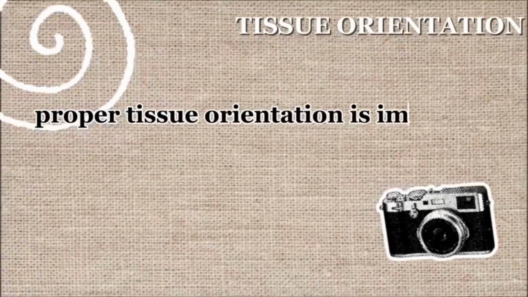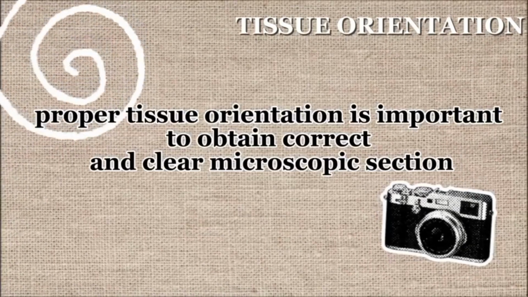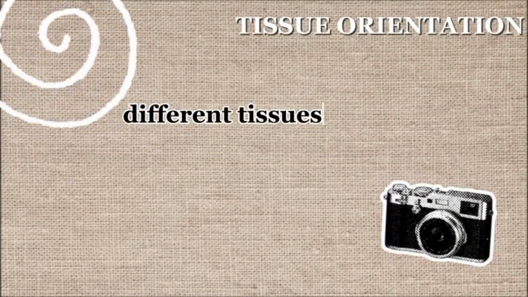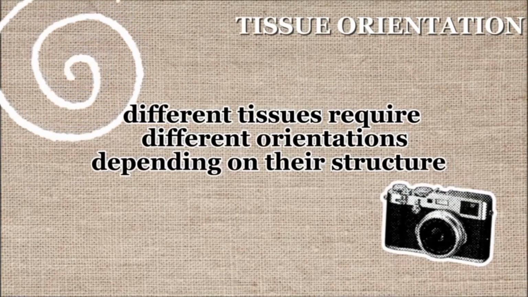Proper tissue orientation is important to obtain correct and clear microscopic sections. Different tissues require different orientations depending on their structure.